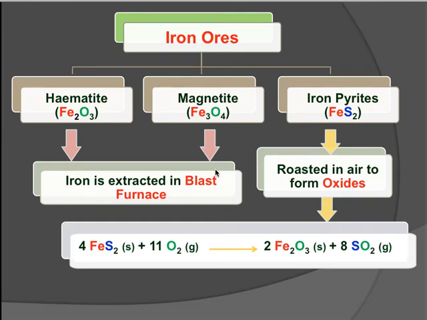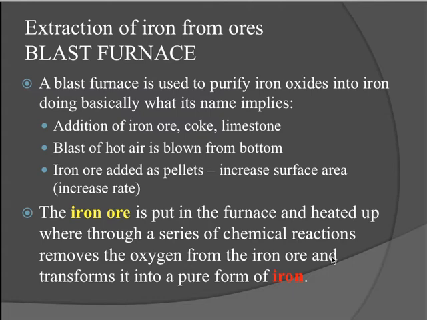All right, so looking at a graphic organizer, we've got iron ores, the three types: hematite and magnetite, again, iron extracted in the blast furnace. Be careful of this spelling. I think an extra A got in there. Iron pyrite, again, roasted in air, forms oxides, and that SO2, which is bad news for our environment. This is a nice way to kind of organize those thoughts.